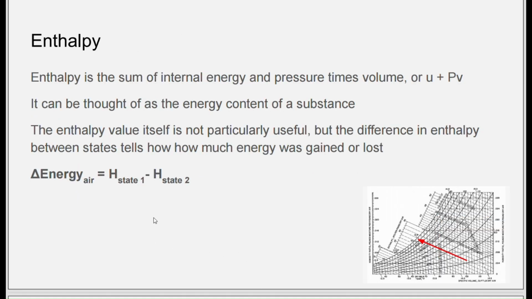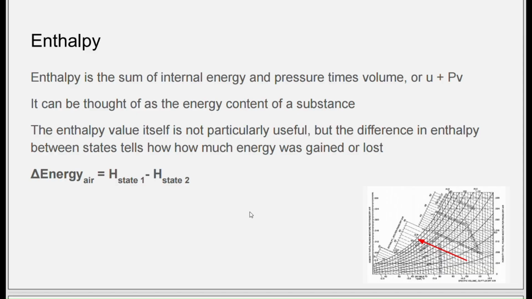Let's talk about enthalpy next. The definition of it is internal energy plus the product of pressure and volume, which is U plus PV. And what it effectively represents is the energy content of a gas flowing into or out of a control volume. It doesn't account for kinetic energy or potential energy, but those are often neglected with gases anyway. So you can think of enthalpy kind of as the energy content of a substance.